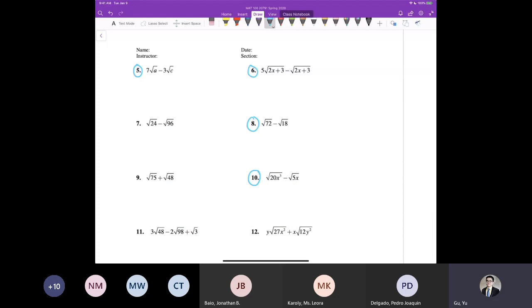All right, did you guys finish these 4 problems? I would say number 5 and number 6 are pretty easy. The only thing you need to work on is just number 8 and number 10. So let's look at these 4 problems together. Number 5, they cannot be combined because they don't have the same radical part. You have radical 8, you have radical c. They're not like, so cannot be combined.